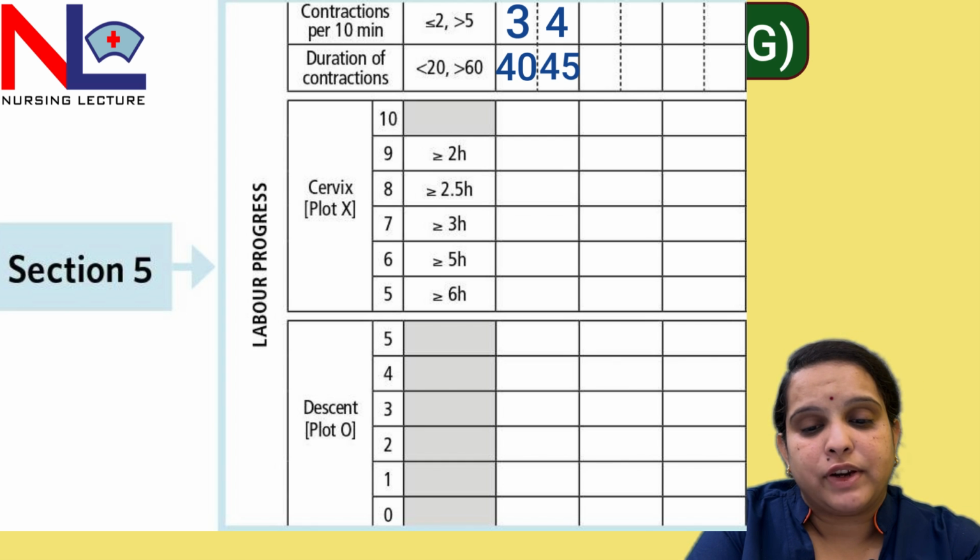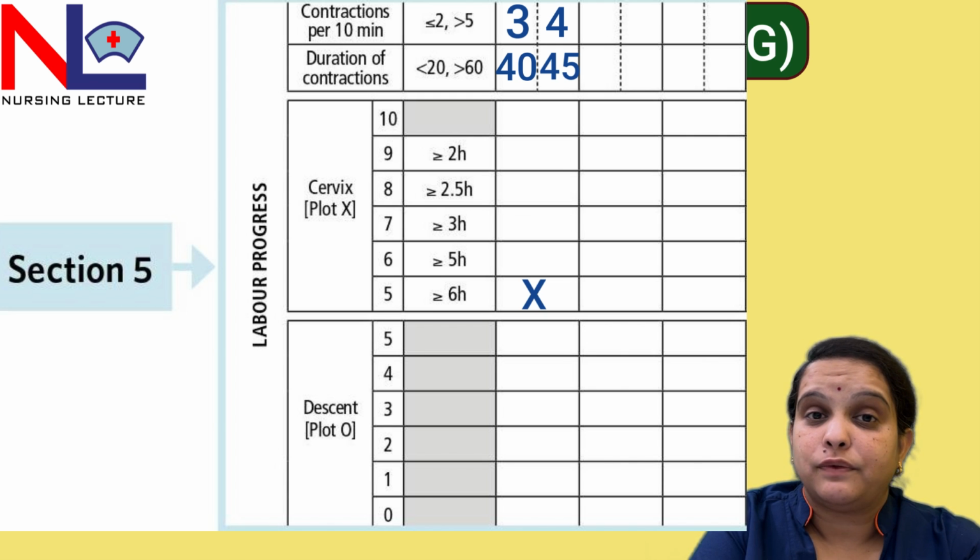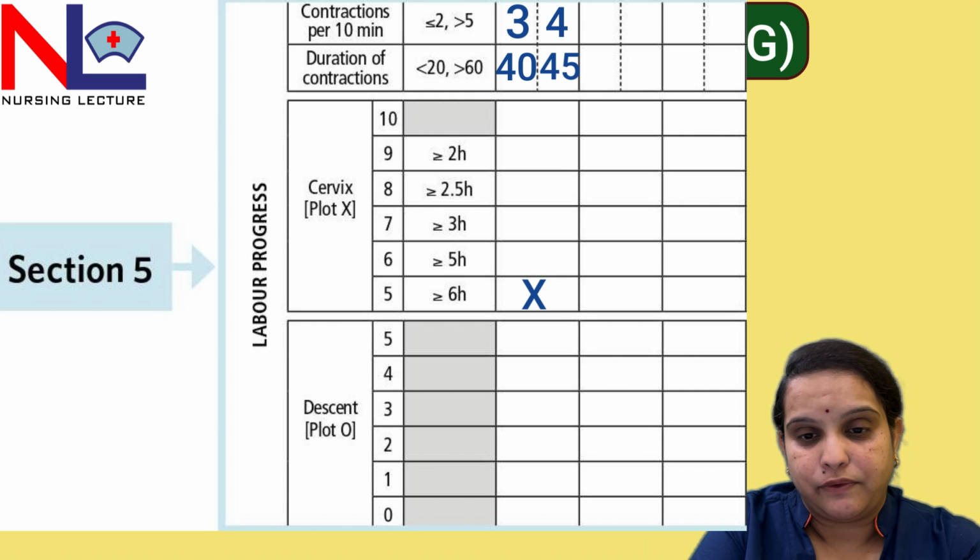In the next column you can see the cervix, that is, the dilatation of the cervix, which can be plotted here and should be written as an X. As I mentioned previously, in the active phase of the first stage of labor, the dilatation begins from 5 centimeters. That's why the lowest value written here is 5.